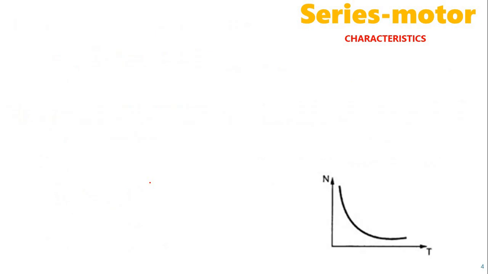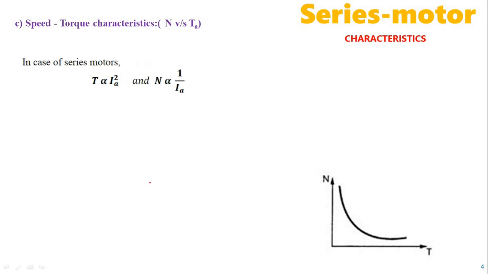Similarly, the third characteristic is speed versus torque characteristics. We know that flux is directly proportional to armature current, so torque is directly proportional to Ia square, and also we know from the previous characteristic that speed is inversely proportional to armature current. So I can write N is inversely proportional to Ia, and Ia square is nothing but T. If Ia means square root of T, then instead of Ia I'll write square root of T, which means that speed is inversely proportional to square root of torque.